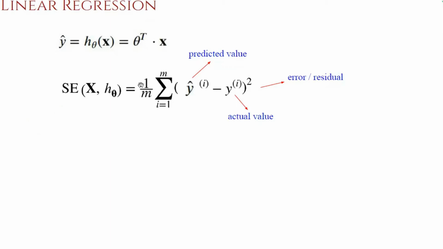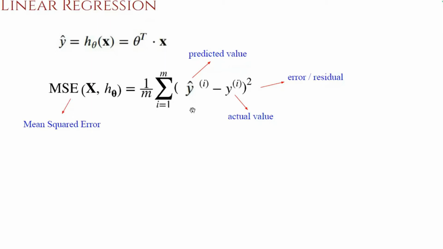And if you average it, then it is called the mean squared error. If you do not average it, this is called the squared error. If you just average this error, then it is called the mean squared error. So this mean squared error is referred to as the objective function.